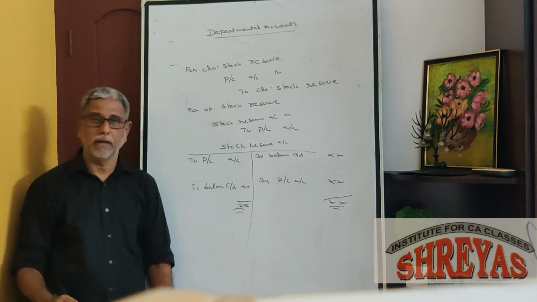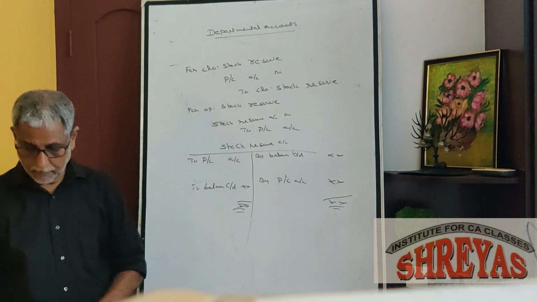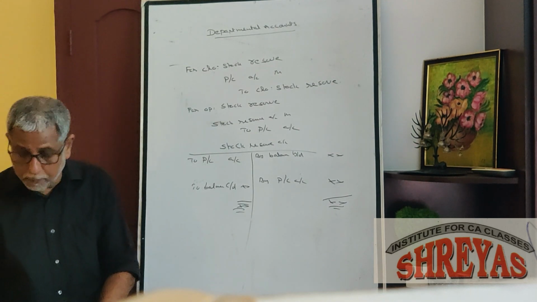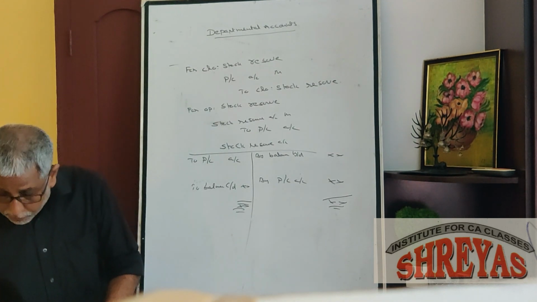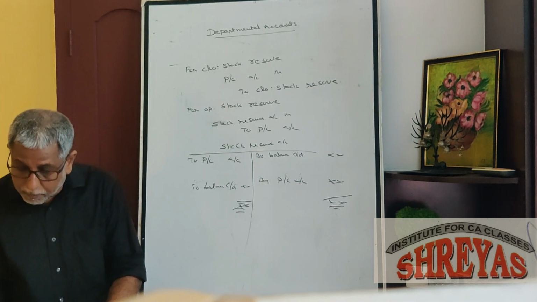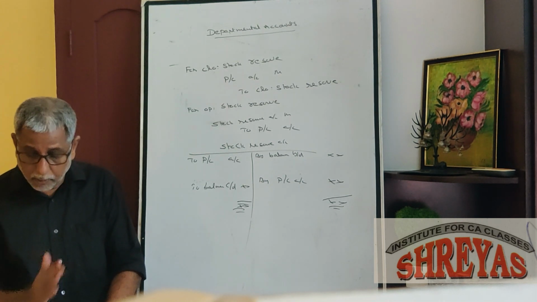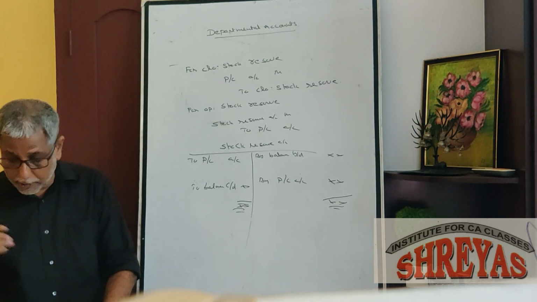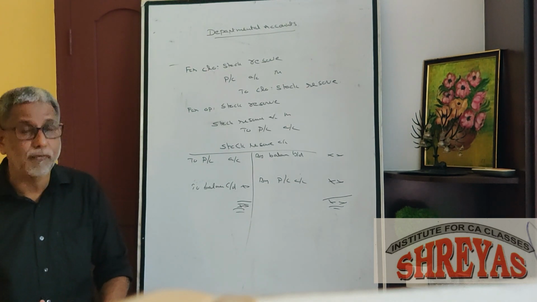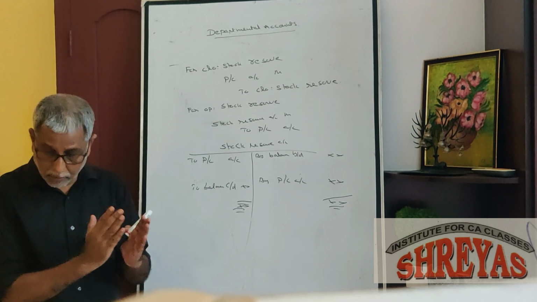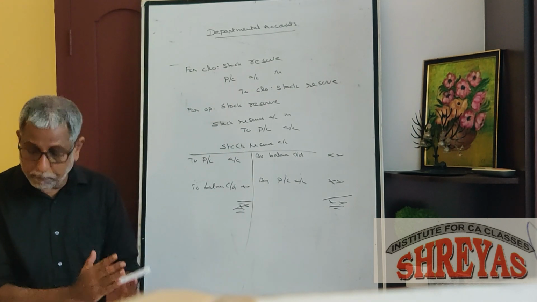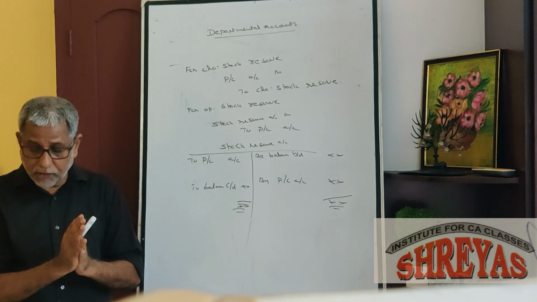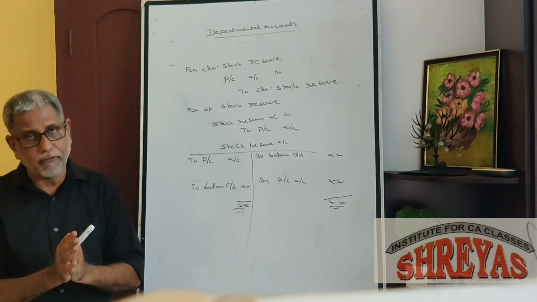ഇനി നമുക്ക് ഒരു ഇല്ലസ്ട്രേഷൻ നോക്കാം. Illustration 1 നോക്കുക. Goods transferred from Department P to Department Q at a price of 50% above cost. Goods transferred from P to Q. So which department transferred the goods? P. P will make profit.